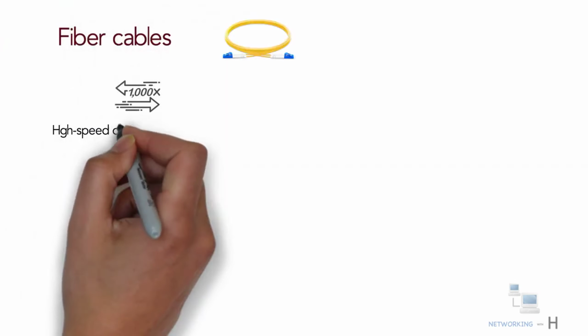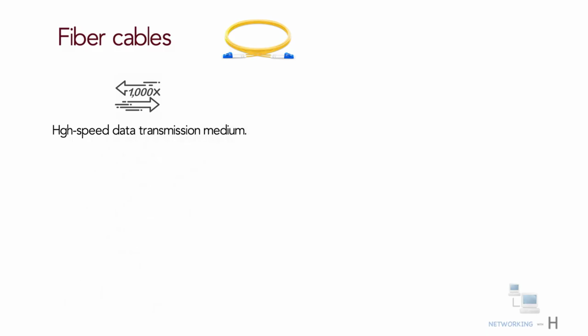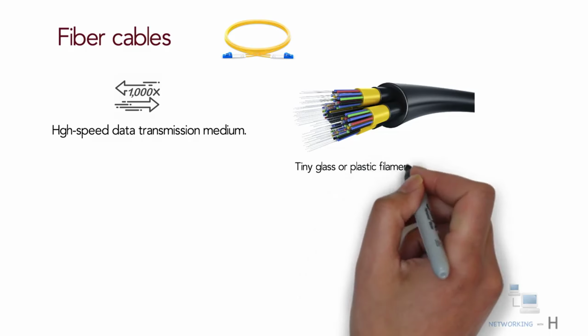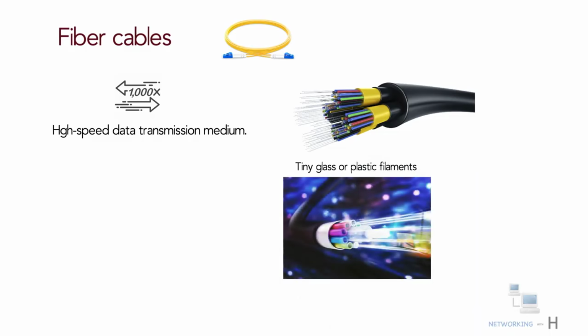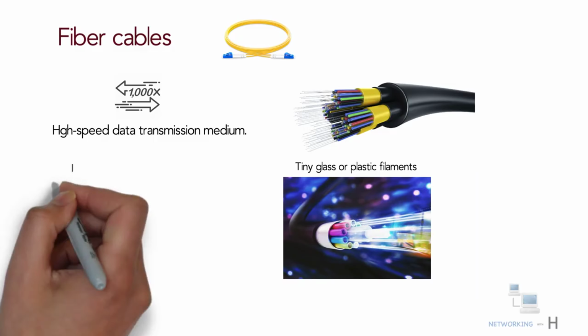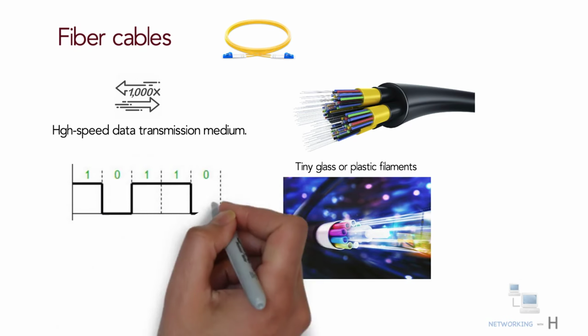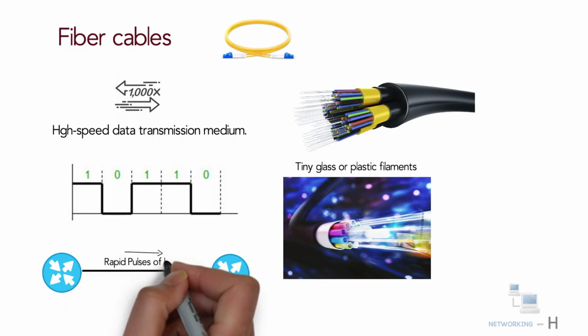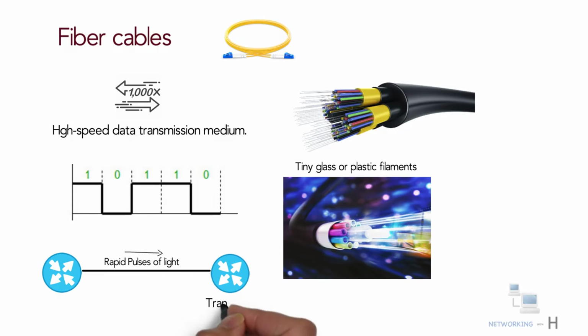Fiber optic cables. Fiber optic cables are a high-speed data transmission medium. They contain tiny glass or plastic filaments as the medium through which light passes, varying that light over time to encode zeros and ones. Digital data is transmitted through the cable via rapid pulses of light. The receiving end of a fiber optic transmission translates the light pulses into binary values, which can be read by a network device.